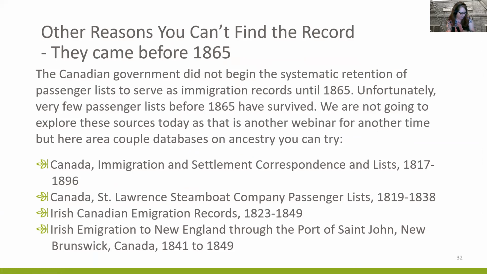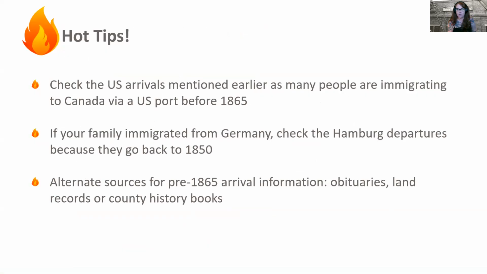So another reason why you can't find the record is they may have come before 1865, and I'm not going to go into this in great detail at all because it's really difficult research to do, and there's not a lot of sources. Canada didn't start keeping immigration records until 1865, so there's very few that have survived for the pre-1865 time frame. There are a couple sources on ancestry.ca that you can look at, and I've listed those there. Correspondence, paperwork, St. Lawrence Steamboat passenger list, and a couple Irish arrival databases.